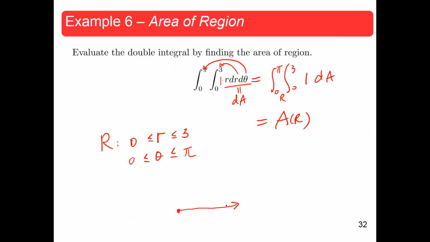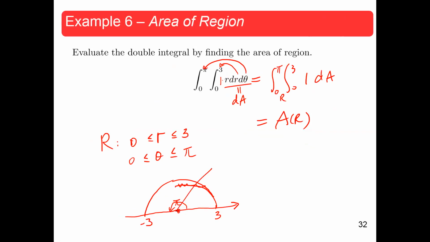This is about the polar axis, right? Angle theta is from 0 to pi, so 0 to pi. Here is pi. The radius starts from 0, ends at 3. So suppose this is 3. You're going to have a radius of 3. This part, and then keep going to -3.